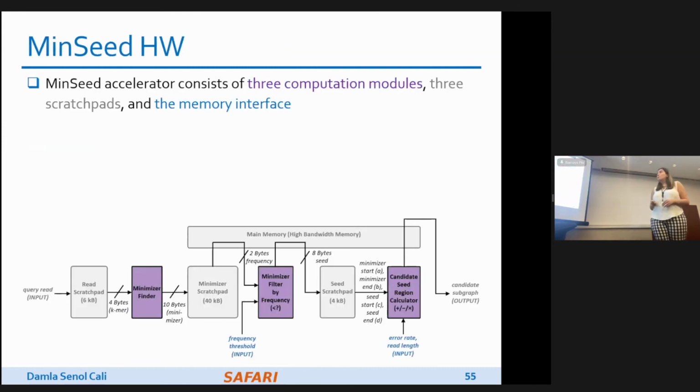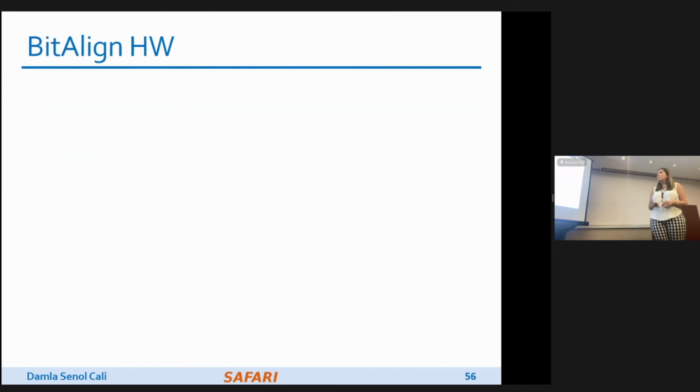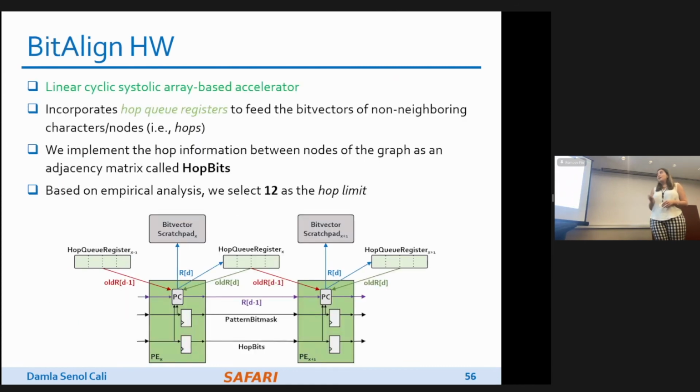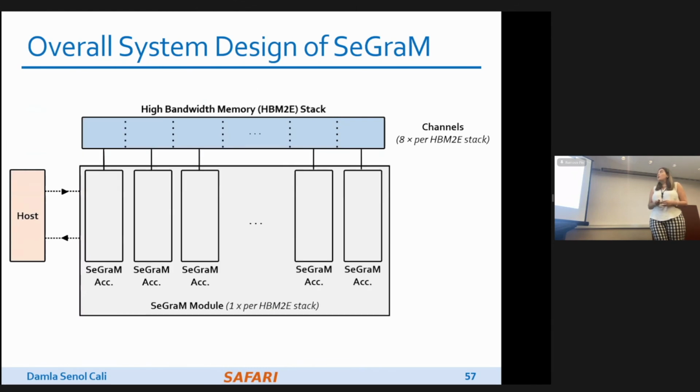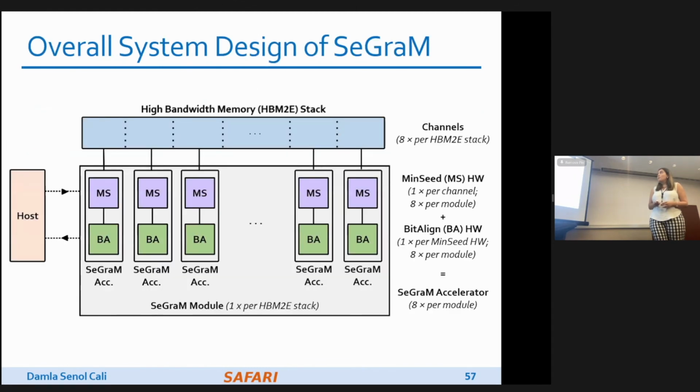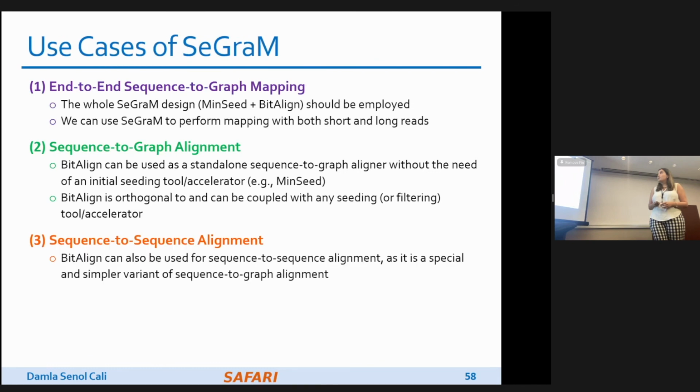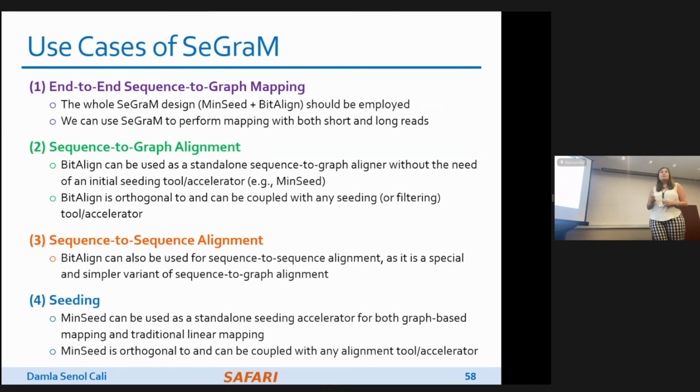I won't be able to go into these details, but this is the MinSeed hardware. This is the BitAlign hardware, which is very similar to the GenASM one. Again, we model our main memory as an HBM memory, so we have multiple accelerators. One more highlight here: SIGRAM is highly modular. We can run it end-to-end to perform mapping, either sequence to graph or sequence to sequence mapping. But also BitAlign and MinSeed can be standalone accelerators to perform their specific steps as well.